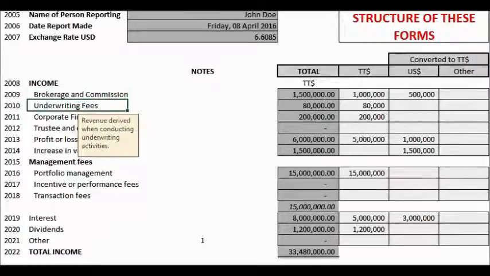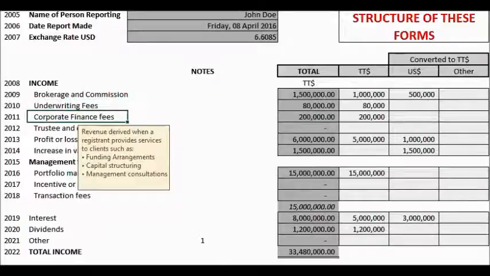The underwriting fees line item is intended to capture all revenues derived from underwriting activities, regardless of whether such activity is performed on a full or best efforts basis. For the corporate finance fees line item, the reporting entity is required to input all revenues derived from providing services to clients such as funding arrangements, capital structuring, and management consultations.